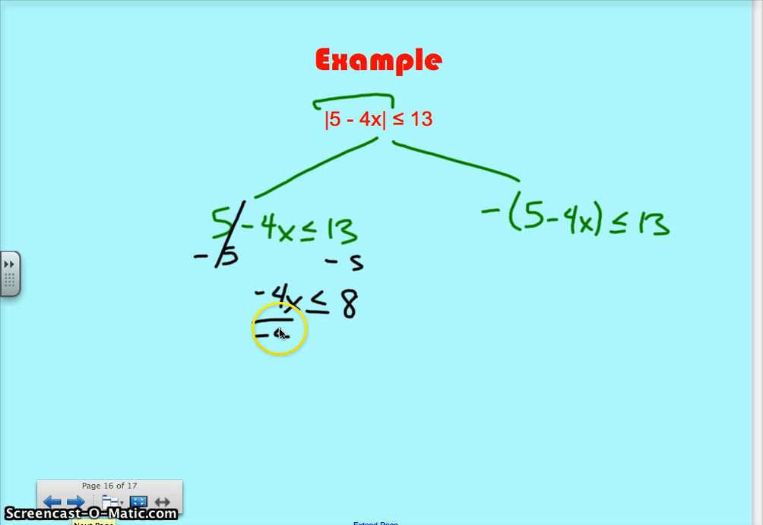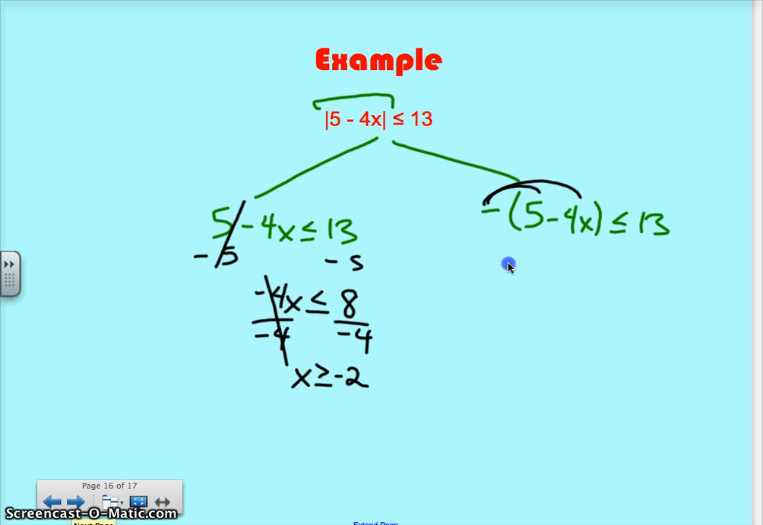We need to divide by negative 4 here to get rid of that. Divide by negative 4. Those will cancel out. I'm left with x. Because I divide by negative, got to switch the sign. And 8 divided by negative 4 is negative 2. So this says that x is greater than or equal to negative 2.